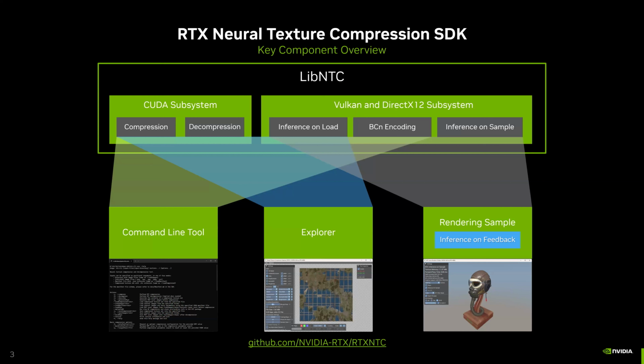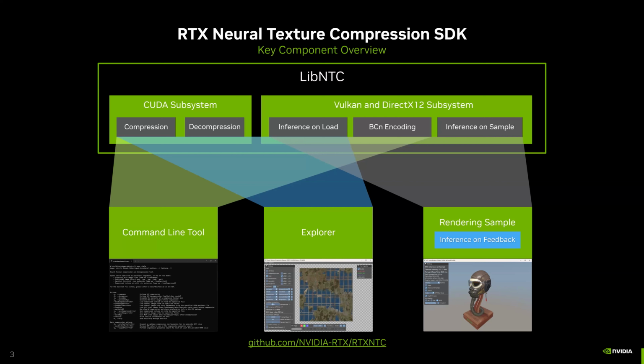The SDK has 4 key components. The first one, shown on the top here, is the NTC neural texture compression library called libNTC, and it has 2 main subsystems. The CUDA subsystem does compression and decompression of NTC textures or materials, and the Vulkan and DX12 subsystem is designed for integration and use in game runtimes and game engines or other rendering engines that do not use CUDA and just need to take the NTC materials and use them for rendering. That includes different decompression or inferencing modes: inference on load and BC transcoding, and also inference on sample. I will talk about each of these modes in more detail in a few minutes.